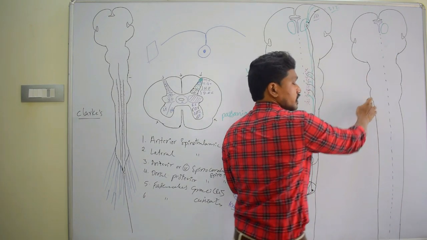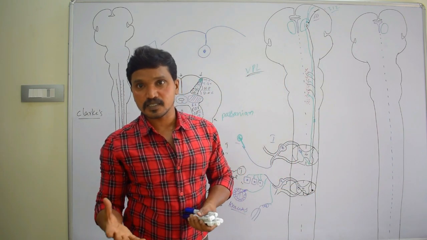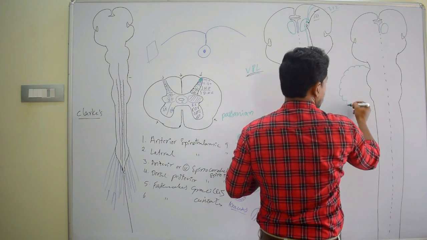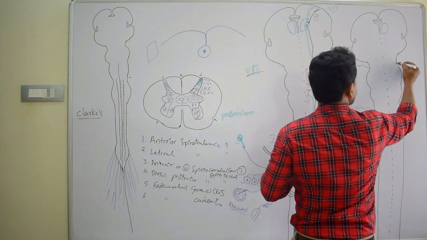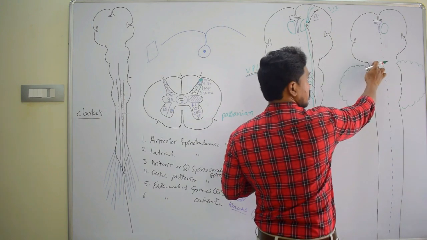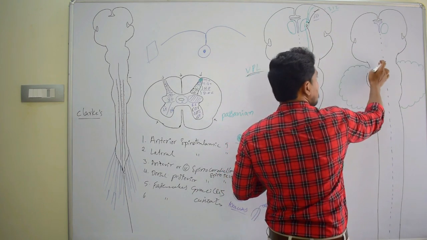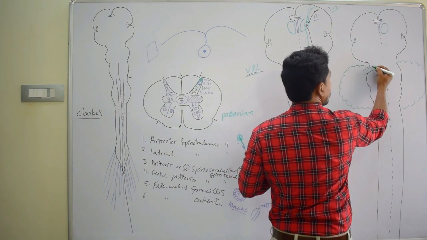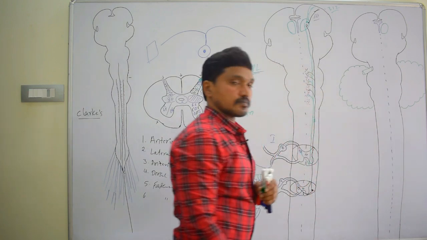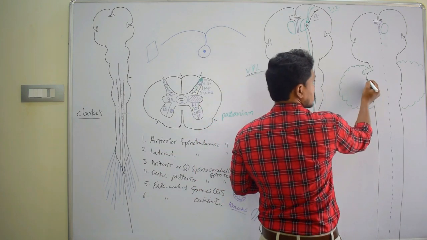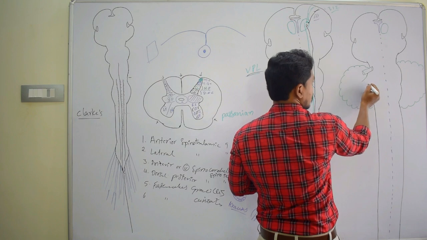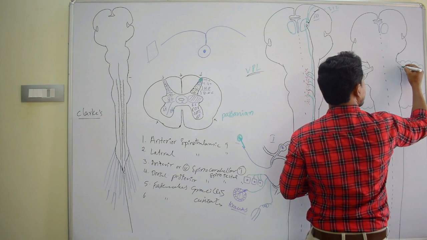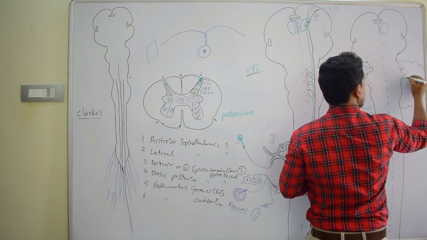Behind the pons and medulla oblongata you can find a small brain. What is that structure? Cerebellum. Here I am drawing the cerebellum, behind the pons and medulla oblongata. See here, this is the midbrain, this is the pons, this is the medulla oblongata. From the midbrain to the cerebellum there is one connection, which you call the superior cerebellar peduncle. From the pons to the cerebellum there is one more connection, which we call the middle cerebellar peduncle, on both sides.